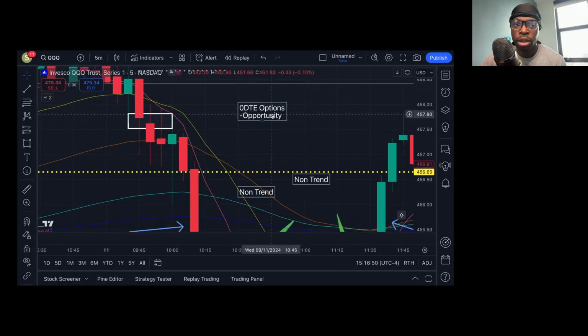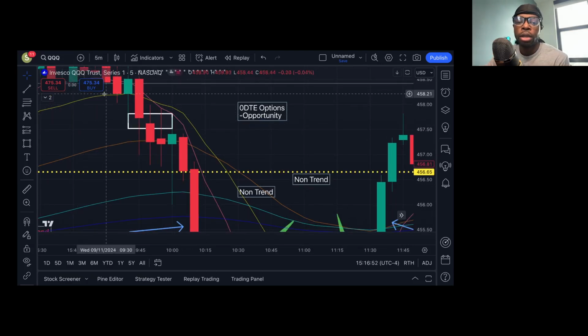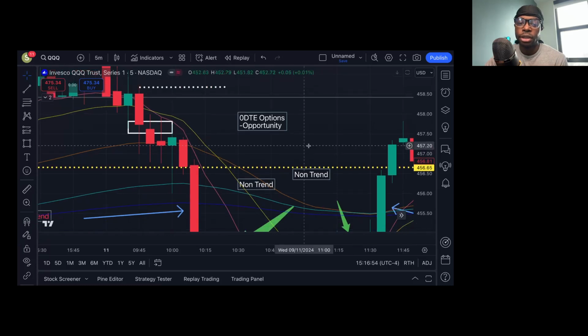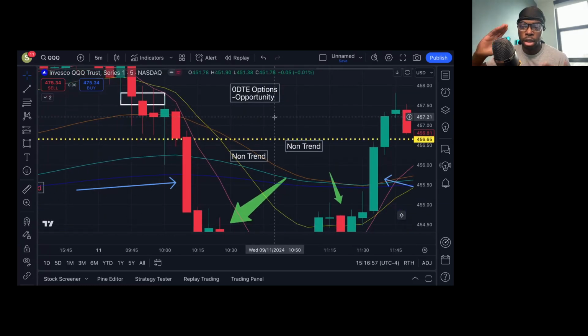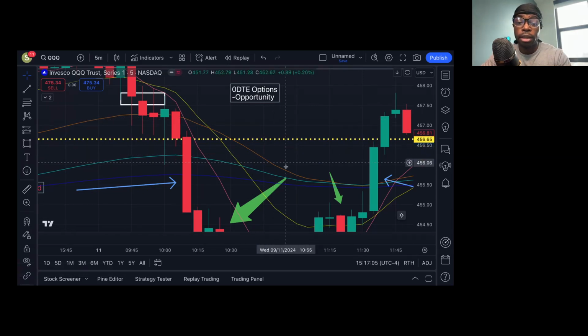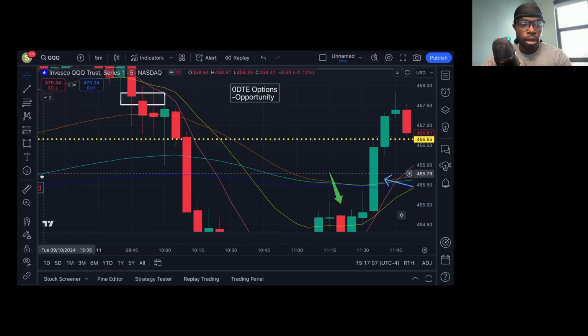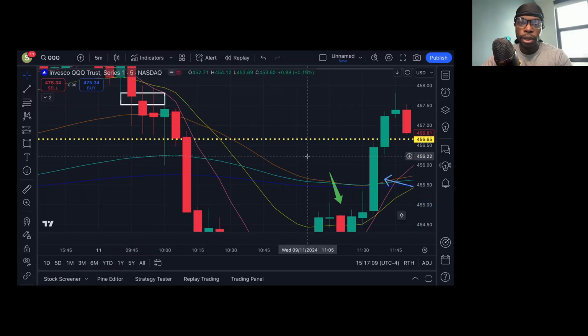So I've been getting 0 DTE options, and I've been playing QQQ. QQQ has a very nice average daily range, which means that on a day-to-day basis it's moving a lot of dollars in the upward and downward direction, which gives you a lot of opportunity to make money. And the name of the game when it comes to options, I'm telling you right now, is opportunity.